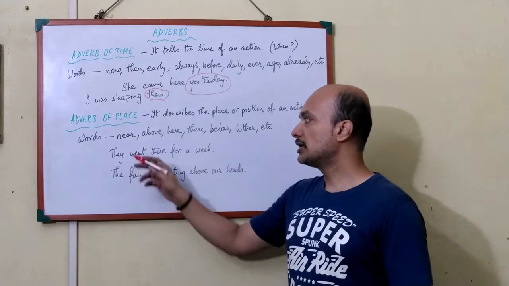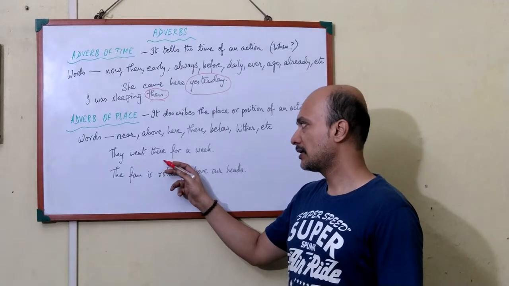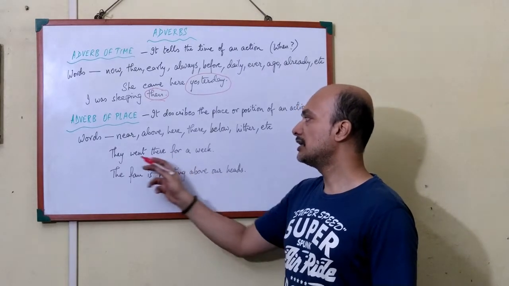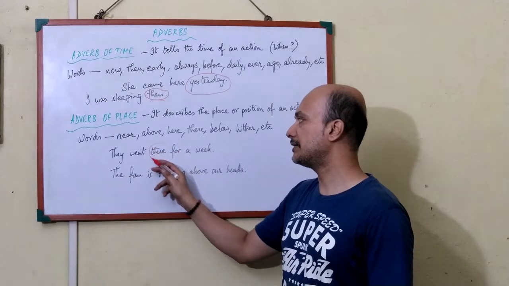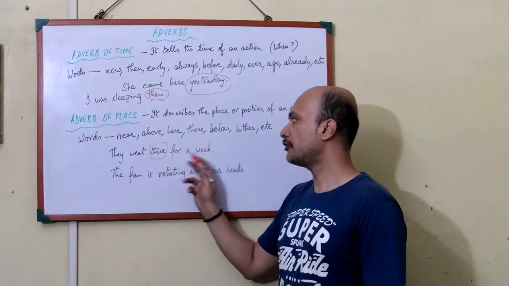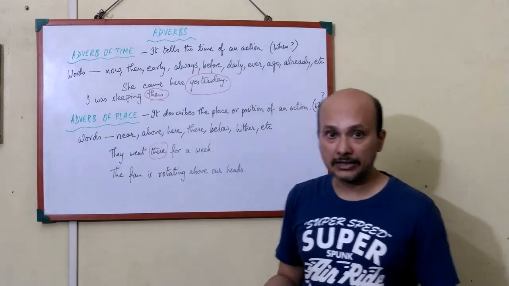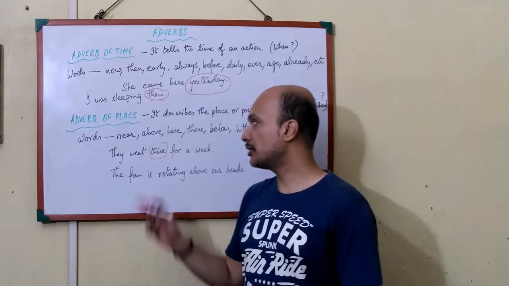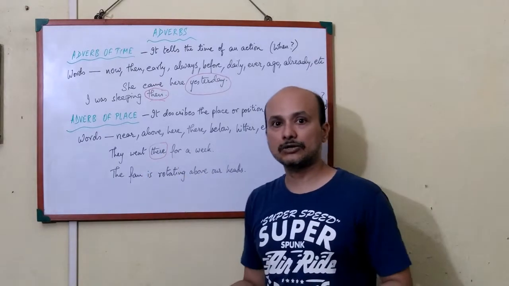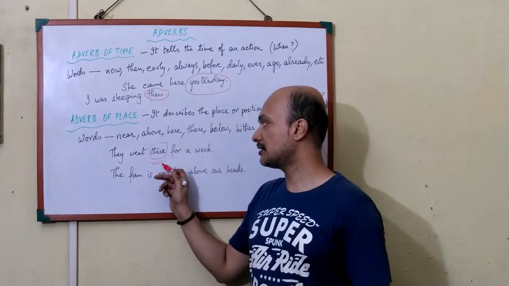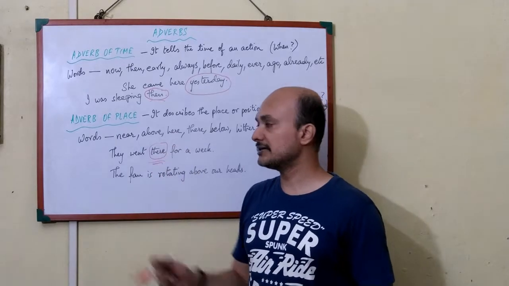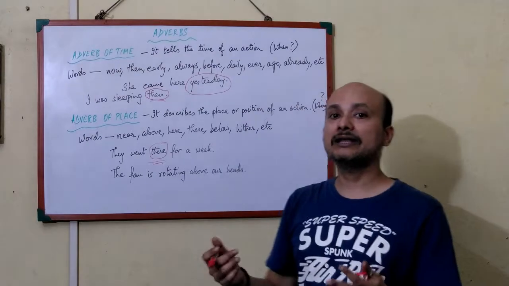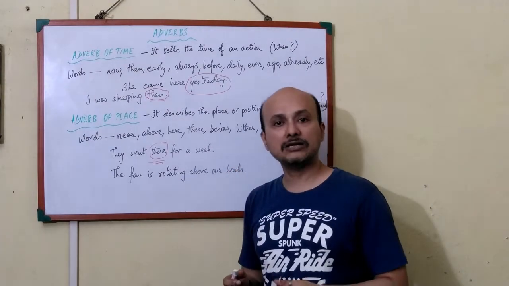Let's see the example. They went there for a week. So they went for a week. If I remove this word there, they went for a week. Because see, the adverb of place asks the question where. So if I ask, they went for a week, where did they go for a week? The answer is there. This word in particular qualifies the whole action, that is, tells us the place. Where did they go for a week?